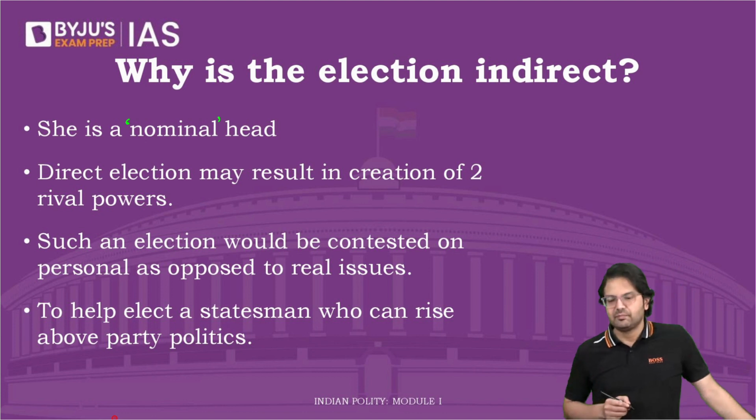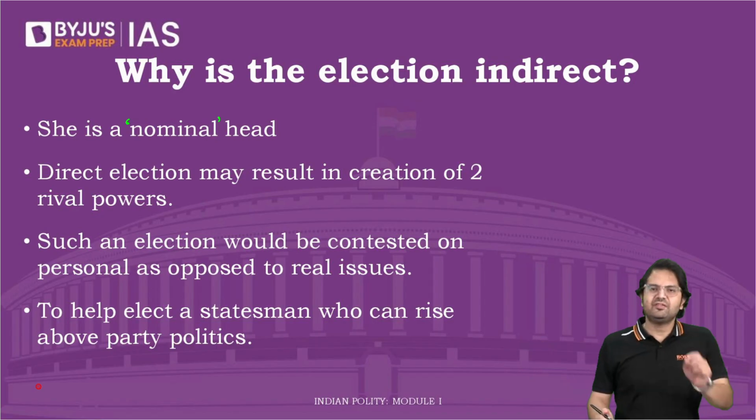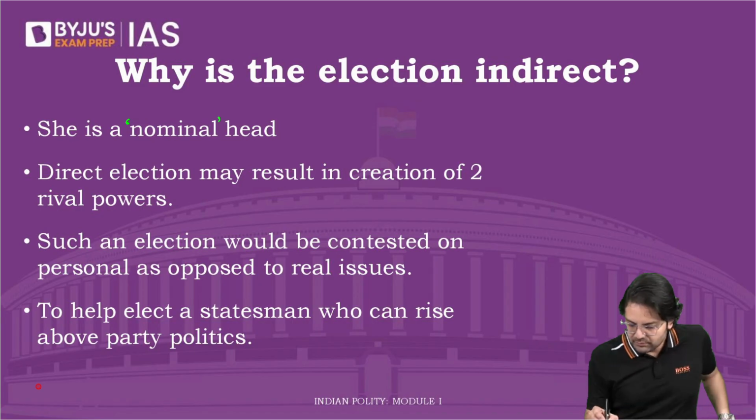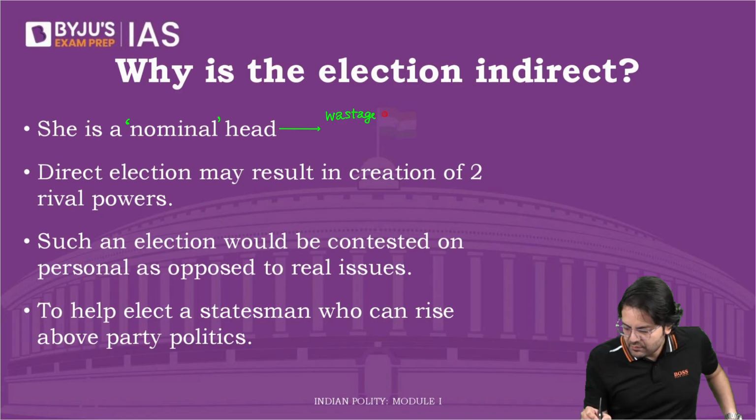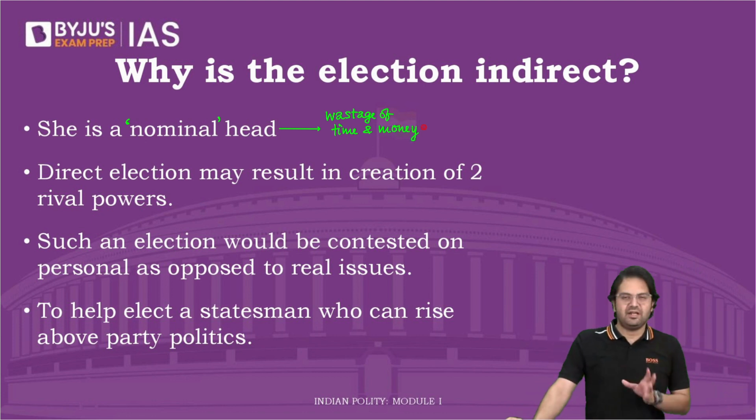So Nehru said that we are choosing a president, but this person has no real power. Why do you want the entire country to vote? It is just going to be a wastage of time and money. So it is nothing but wastage of time and money. That's the primary reason we do not have direct elections. Apart from this, there are other reasons also, right?